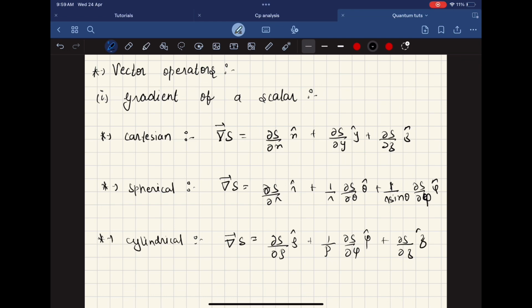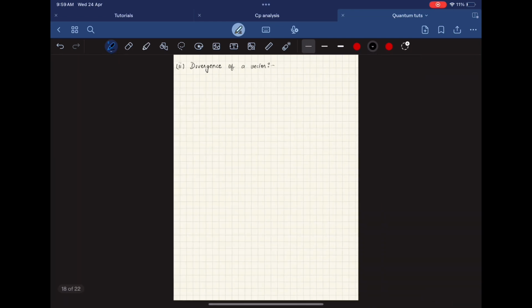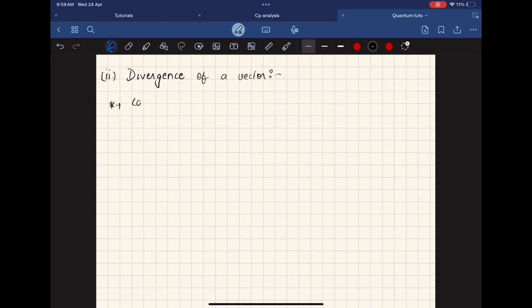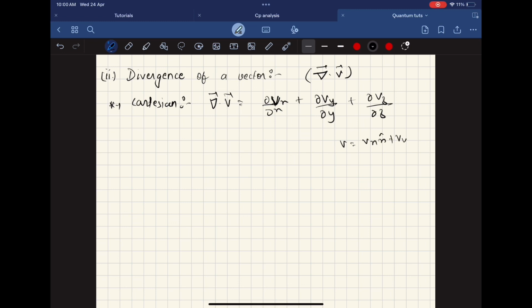So now let's move to the second section, that is the divergence of a vector. In Cartesian coordinates, we calculate divergence. Divergence is nothing but del dot v. So in Cartesian coordinates, we calculate del dot v equals del vx by del x plus del vy by del y plus del vz by del z, if v equals vx x-cap plus vy y-cap plus vz z-cap, then del dot v is like this.